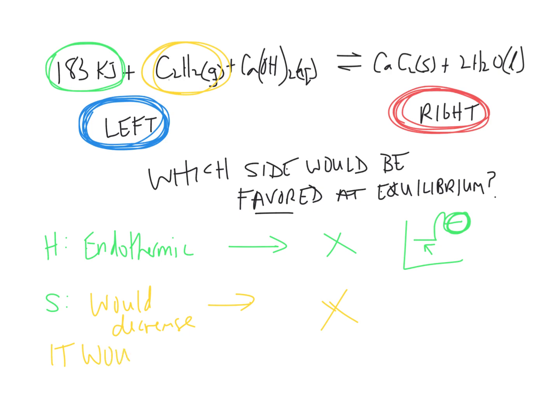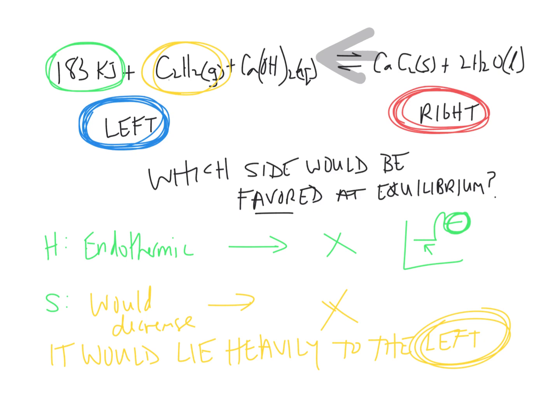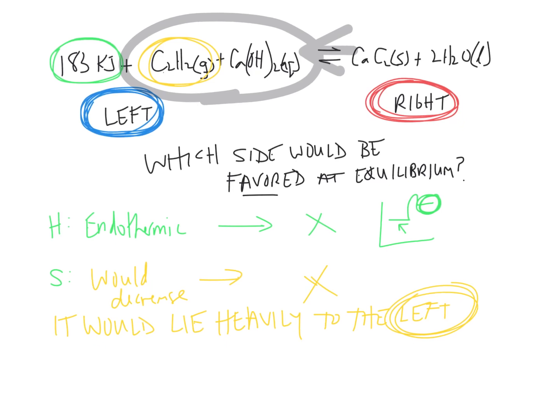It would lie heavily to the left, or we could say it would favor the reactants. And you could maybe even go so far as to make the statement that this reaction might not happen at all. So rather than being in chemical equilibrium, basically it might just look like this. It would entirely exist as reactants. The other thing you could say is it might not proceed at all.